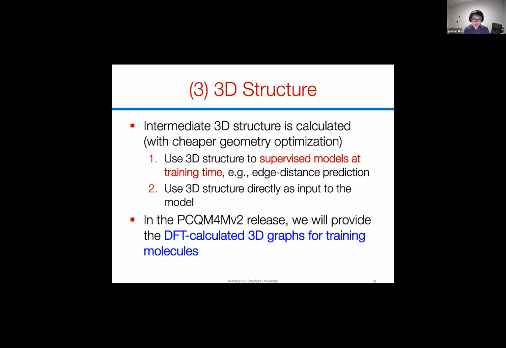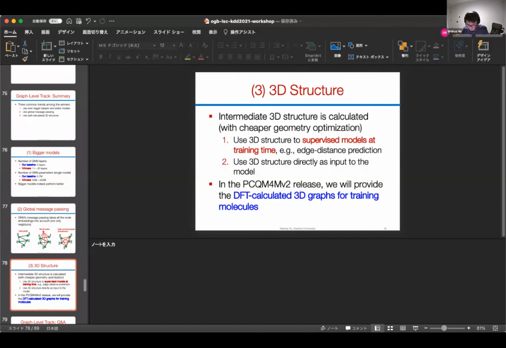And yeah, as we're going to announce later, due to this, we're going to release a new PCQM dataset, in which we provide the ground truth DFT calculated 3D graphs only for training molecules, so that this Baidu team does not need to calculate this from scratch. These are actually obtained together with the HOMO-LUMO gap, so there's no reason for us not to provide it. We're going to provide this as an additional signal for people to explore. Yeah, so with that, that's my conclusion.